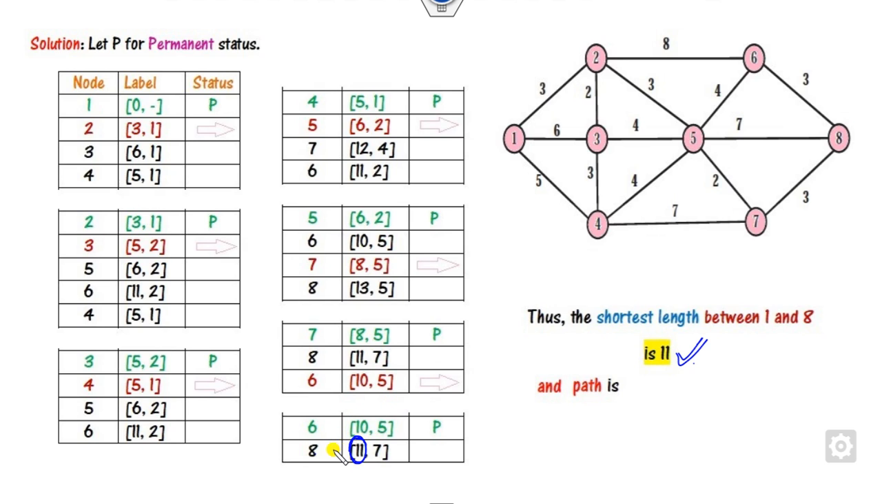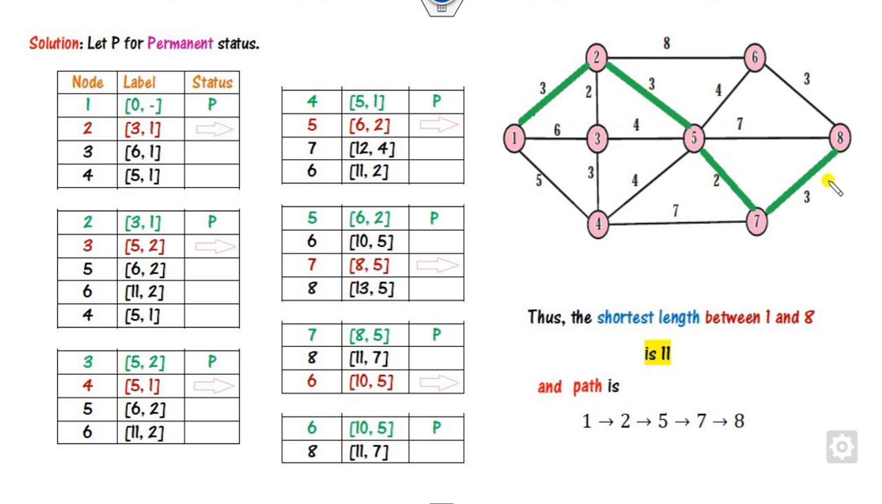Now how can you write the path? My target is to start from 1 and end at 8. You can see here 8 is permanent due to 7, so I can write 7. 7 is permanent due to 5, so I can take 5. 5 is permanent due to 2, so I can write 2. 2 is permanent due to 1. So this is the path from 1: 1, 2, 5, 7, 8. And you can see 3 plus 3 plus 2 plus 3 is 11, the minimum distance between 1 and 8.